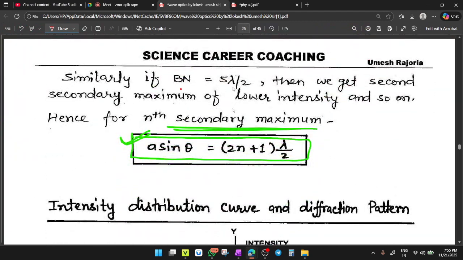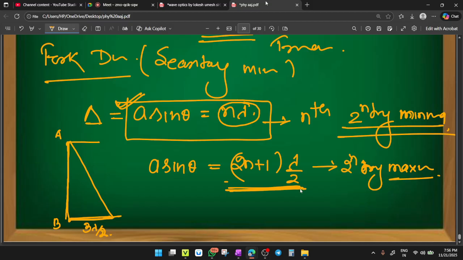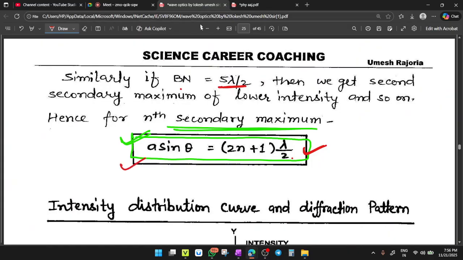Now similarly, if the path difference is 5 lambda by 2, then we get a secondary maximum of lower intensity, and so on. Hence, the condition for the nth secondary maximum is (2n plus 1) lambda by 2. Means, student, it is just reversed. During Young's double slit experiment, you got your bright fringes at the position of n lambda, but now you are getting secondary minima there. At that time in Young's double slit experiment you got dark fringes there, but now you are getting secondary maxima here. Clear? So this is complete diffraction.